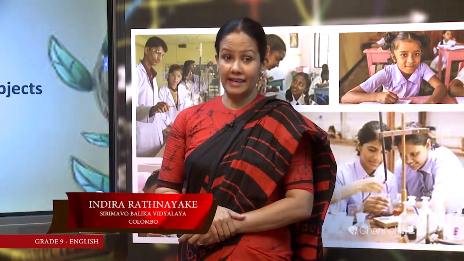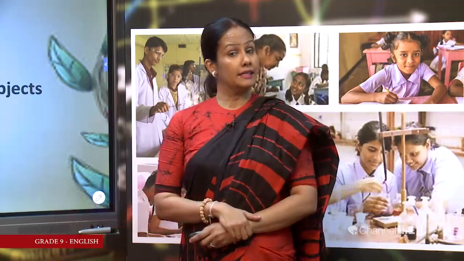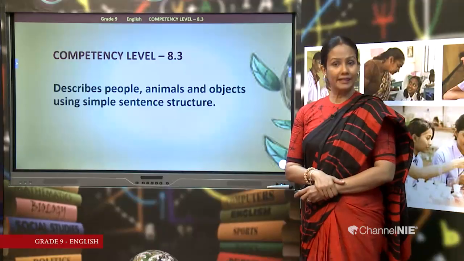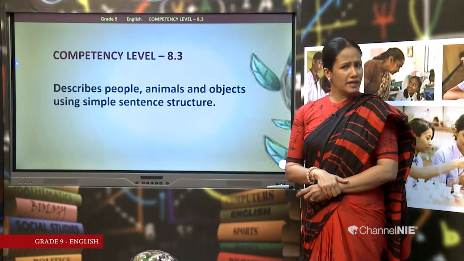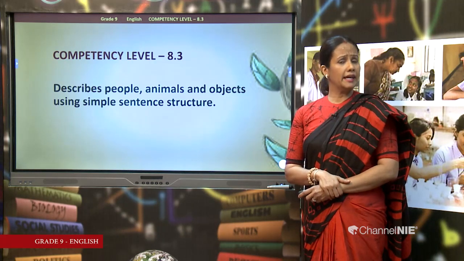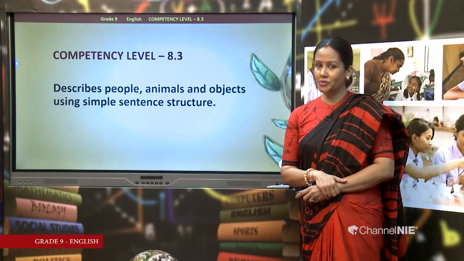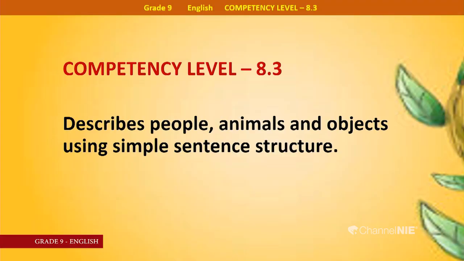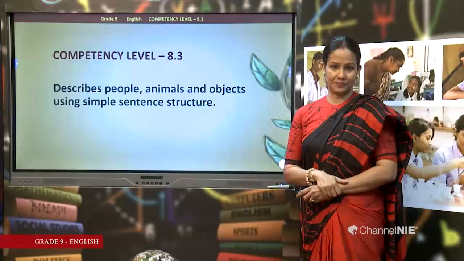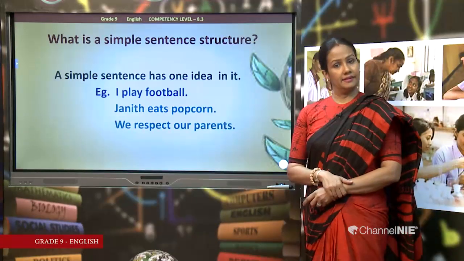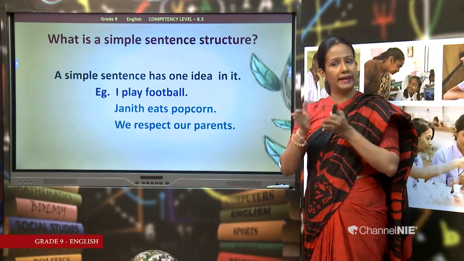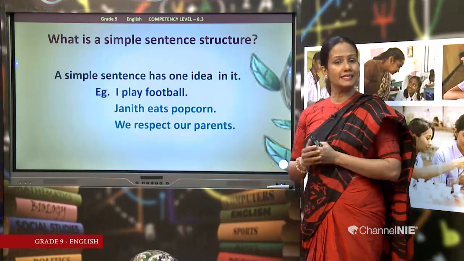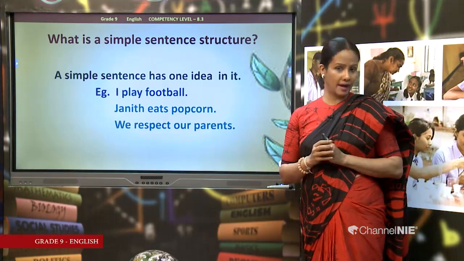So, grade 9 English, that is competency level 8.3. We will see what competency level 8.3 tells us to do. That is actually describing people, animals and objects using simple sentence structure. So, for that we have to break this particular competency level into certain parts.